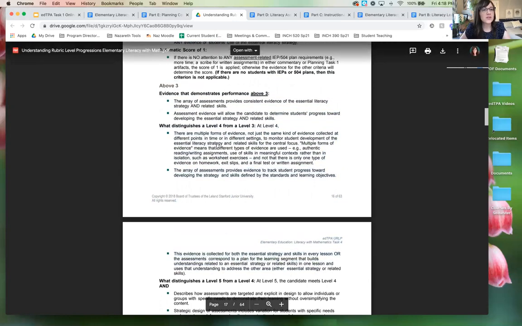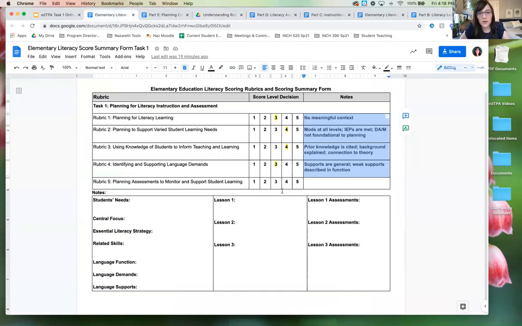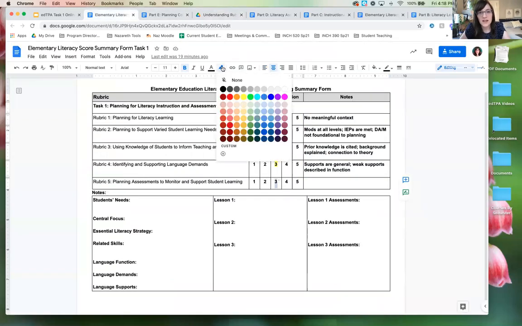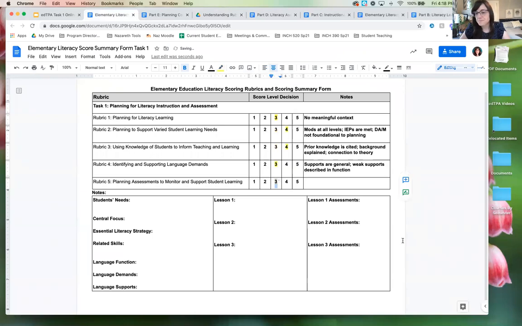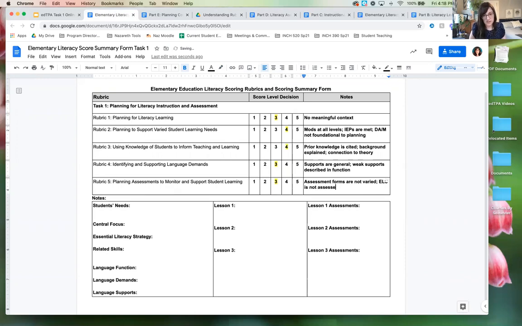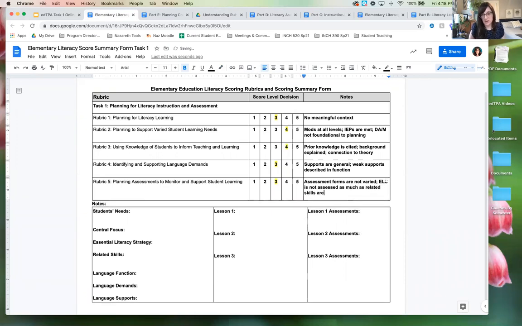I don't think this person's operating on a level 4. In fact, I feel confident saying they are at a level 3. And my rationale for that is that assessment forms are not varied. The essential literacy strategy is not assessed as much as related skills are. We see a lot of alignment to those skills, not so much to the strategy.